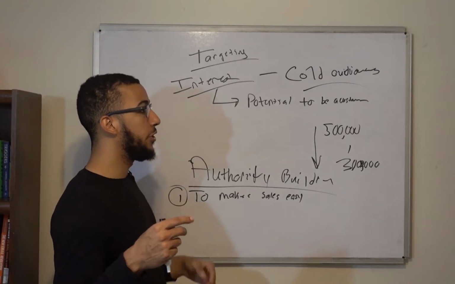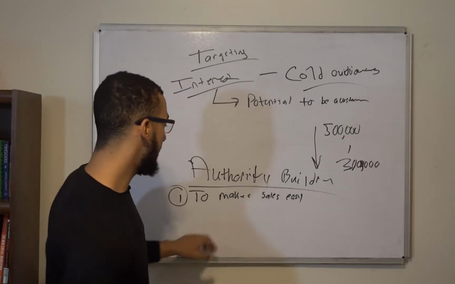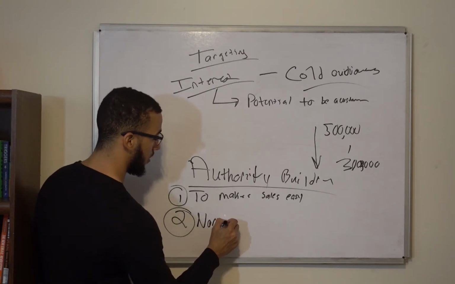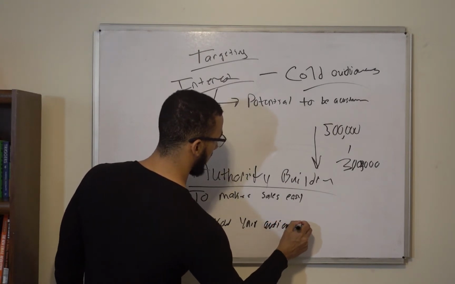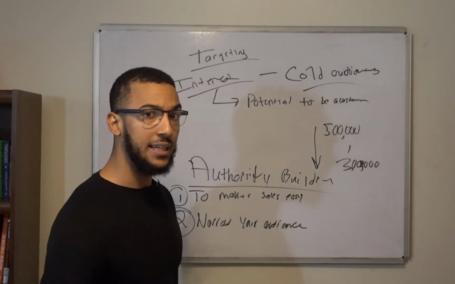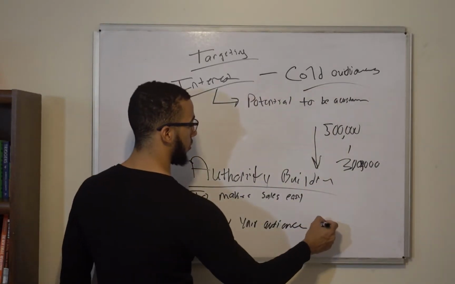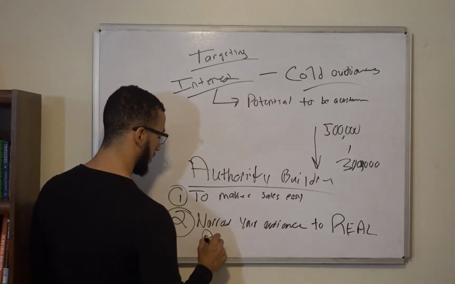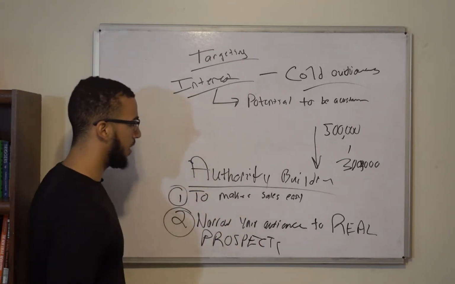Now, there's 2 effects that's going to happen. 1, that's going to make sales easier, make sales superfluous. And then number 2, it's going to narrow your audience, so when you do create a sales type of piece or a direct marketing piece, you're getting in front of the right audience for a lot cheaper. So it's going to narrow your audience to real prospects. Right? Now, how does it do that?